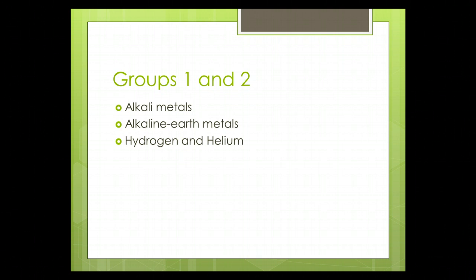Similarly, helium is put over group 8 on the periodic table, or 18 depending on how you count it, because it has similar properties, not because it has the same electron configuration. So it's kind of interesting.